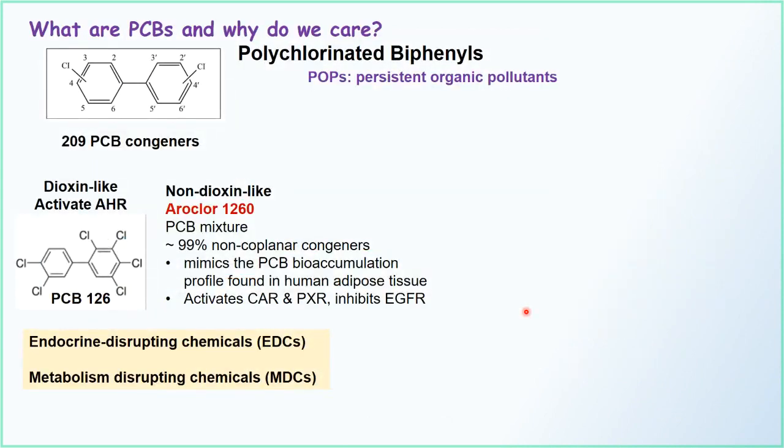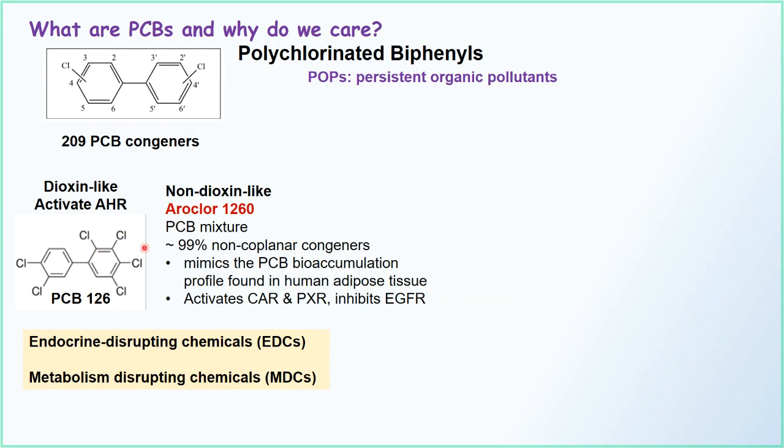So what are PCBs and why do we care? Well, polychlorinated biphenyls are persistent organic pollutants. So we all have a body burden of PCBs, particularly within our adipocytes. There are 209 different PCB congeners, so the big chlorine molecules on this biphenyl ring. If they're planar, they're called dioxin-like, and they interact with the aryl hydrocarbon receptor, activating that ligand-dependent nuclear transcription factor. So this is PCB-126, which is one of the congeners that we used in our experiments.